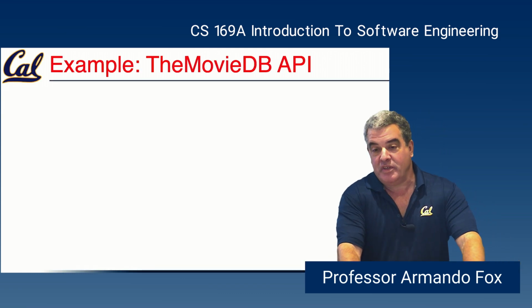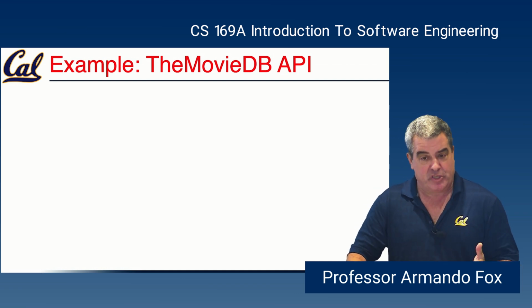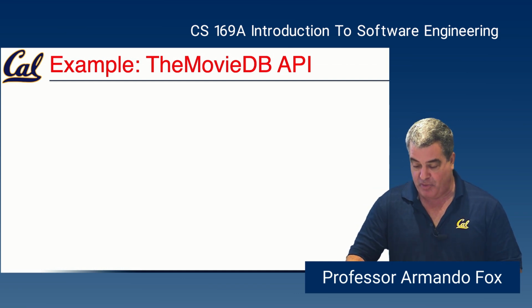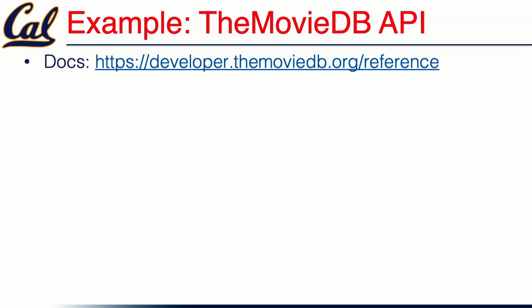But we're going to use the MovieDB, which is essentially an open movie database that is similar in spirit to IMDb. It does a lot of the same things, but it has an open API that anybody can use. And we're going to take a look at the documentation page in a moment. Reading API documentation is sort of a life skill, so we'll show you how to do that.